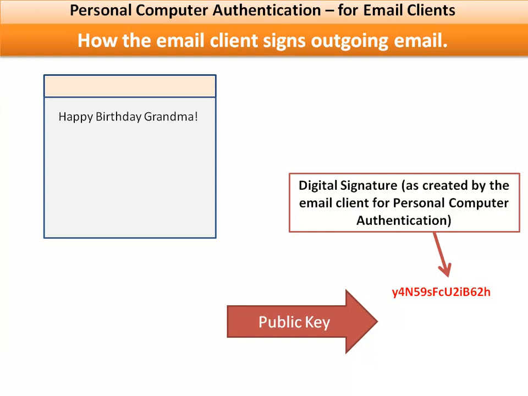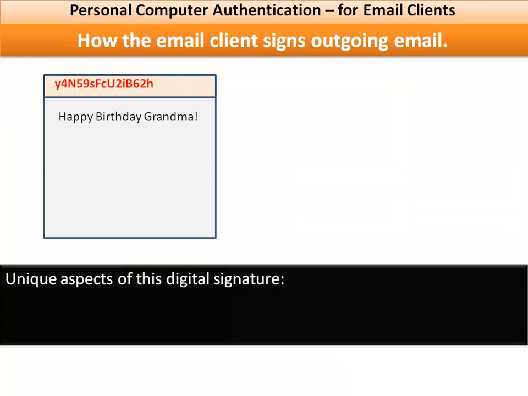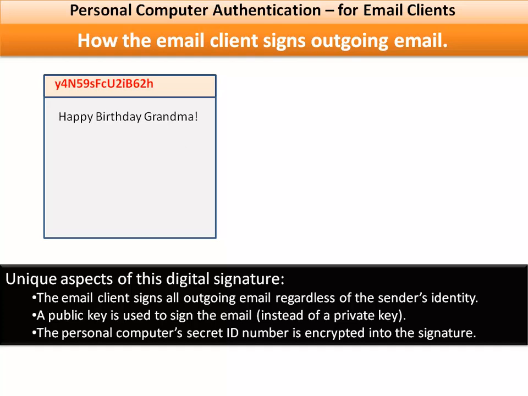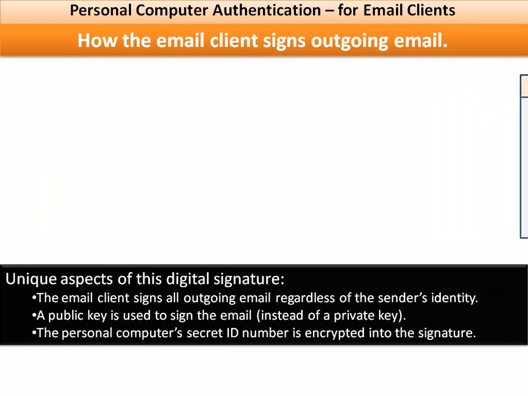And now we have created a new type of digital signature that we will place in the email header as usual. And remember, the unique aspects of this digital signature is that the email client signs all outgoing email regardless of the sender's identity. A public key is used to sign this email instead of a private key, and the personal computer's secret ID number is encrypted into the signature. So we just send off this email.